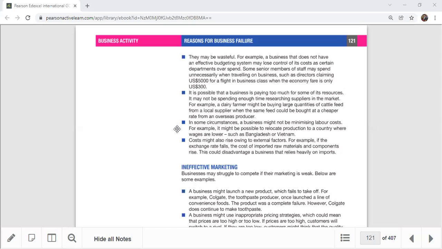For example, it might not be possible to relocate production to a country where wages are lower, such as Bangladesh or Vietnam. Yeah, that's another thing. Some people are reluctant to go to other countries. They're reluctant to spend money to relocate. That is a main reason why some people will eventually fail, because they don't have the financial strength or knowledge to relocate to another country. They think it's a very huge process.